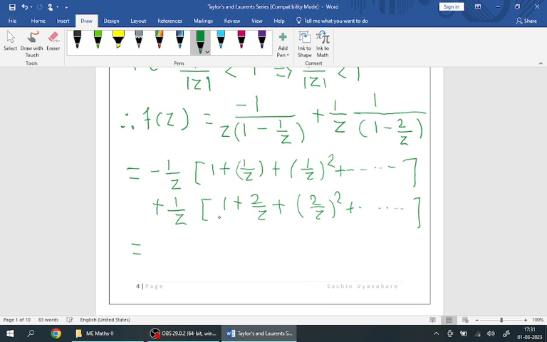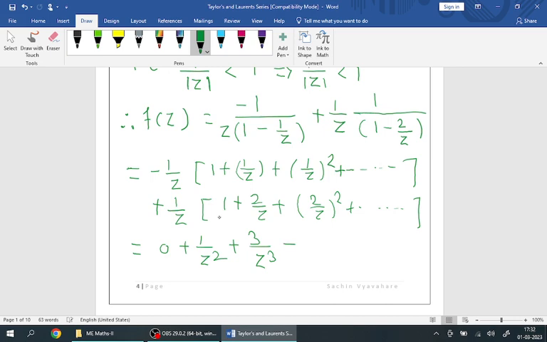And the last step, let me combine the required terms. Minus 1 by z plus 1 by z. Is it 0? Okay, so that's 0. The first term is 0. Minus 1 by z square plus 2 by z square, so it is 1 by z square. Next, minus 1 by z cube plus 4 by z cube, so it is 3 by z cube. You can say plus so on also, or if you want one more term, this will come: minus 1 by z cube, and here (2 by z) cube, that is 8 by z cube, plus 8 by z cube.